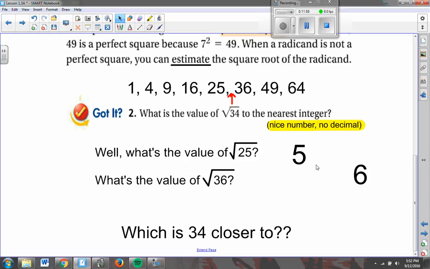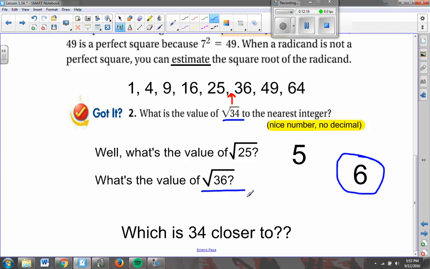The only question for us is, which is 34 closer to? Is it closer to 36 or closer to 25? It's closer to 36, which means the square root of 34 is very close to 6. That's a good estimate for the square root of 34 because 34 is so very close to 36.